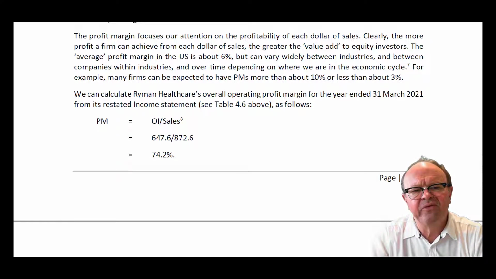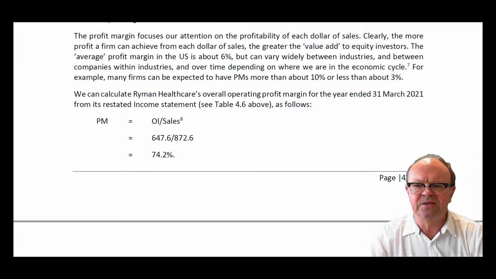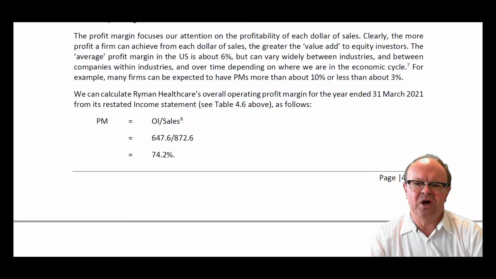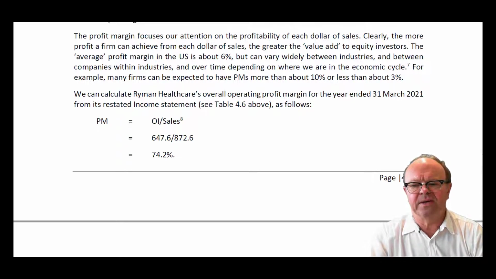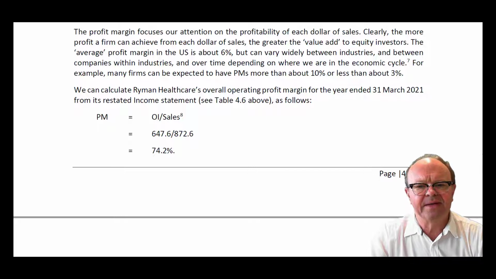Clearly, the more profit a firm can achieve from each dollar of sales, the greater the value add to equity investors. The average profit margin in the US is about 6%, but can vary widely between industries and between companies within industries, and over time, depending on where we are in the economic cycle. For example, many firms can be expected to have profit margins more than about 10% or less than about 3%.